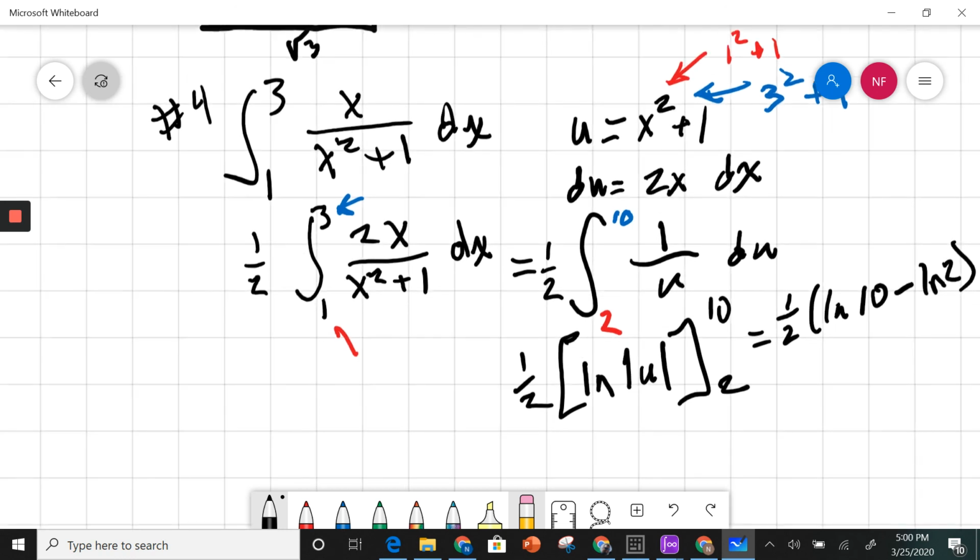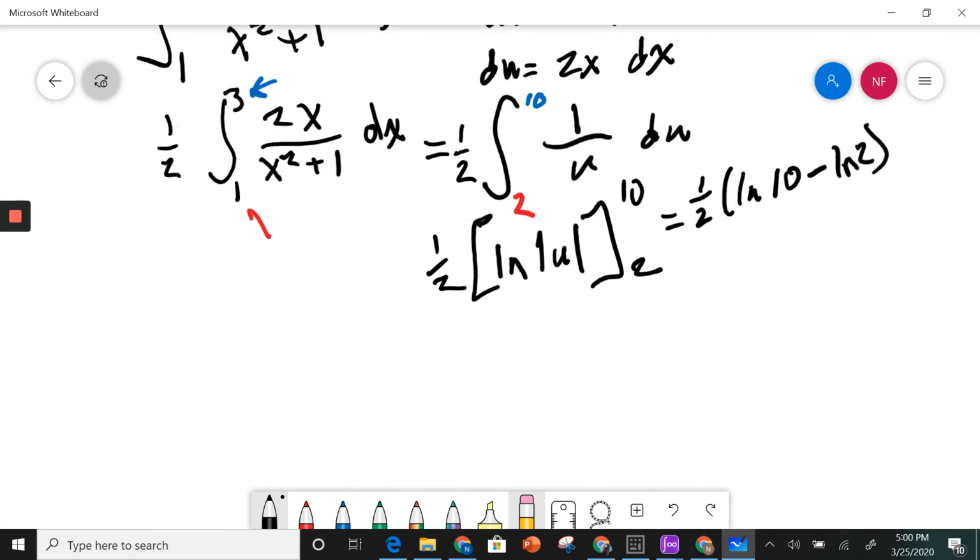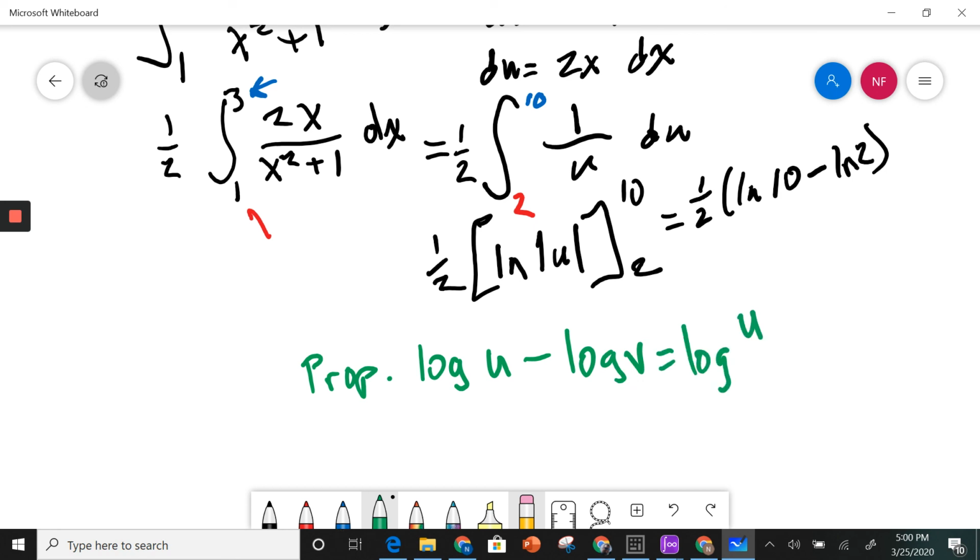Now, there is this little property of logs that says that the log of u minus the log of v is equal to the log of u over v. So one thing we can do to simplify this is to make it just 1/2 natural log of 10 divided by 2, which is going to be 5. So we have 1/2 natural log of 5.